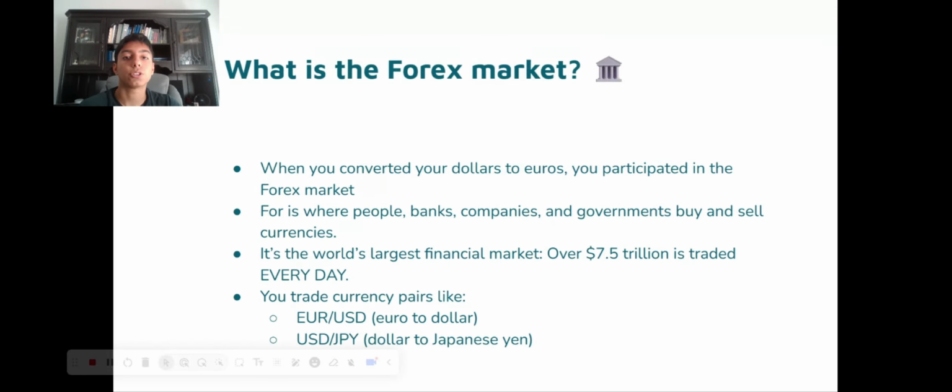So when you converted your US dollars to euros, you participated in this market. It's where currencies from different countries are bought and sold. It's not just for travelers like you. This is a massive financial market, the largest in the world, where over $7.5 trillion is traded every single day. When you trade currencies, you're doing it in pairs, like euros to US dollars, which we saw in our example, or US dollars to Japanese yen, etc.